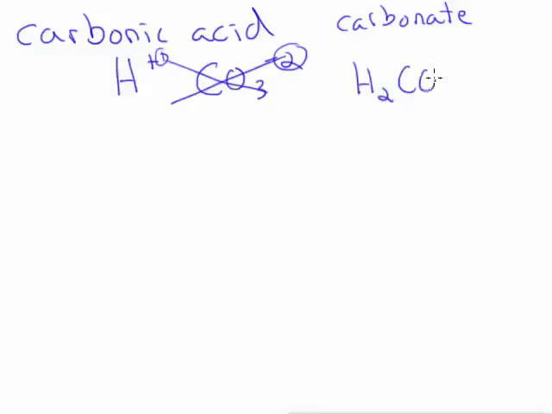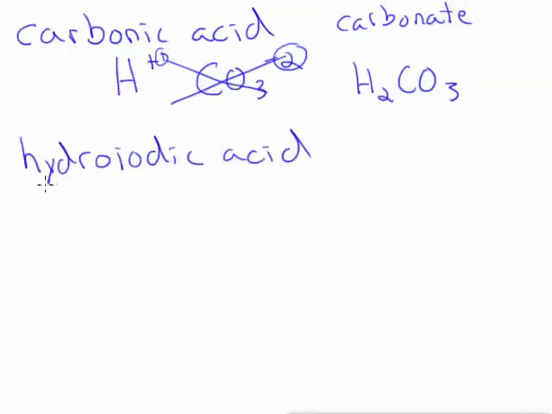Another example is hydroiodic acid. And because this says hydro, and it's not cyanide, then you know that it's iodine. So H plus and I minus, and this formula is just HI.